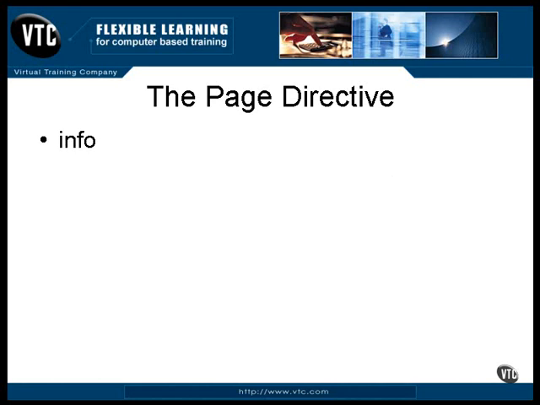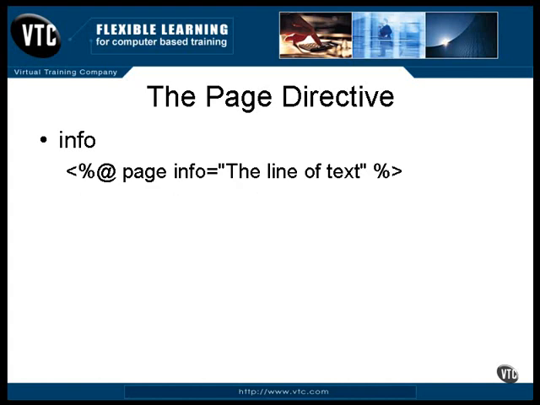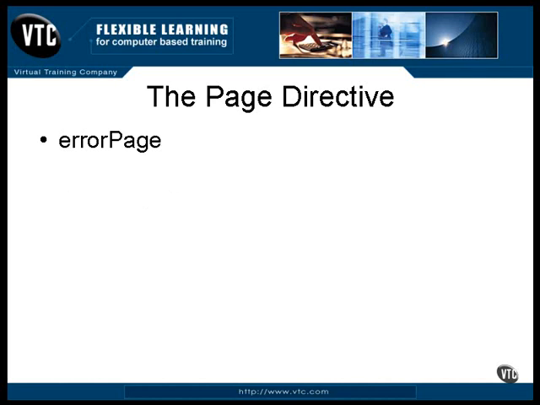The info tag lets you specify a string of text that is accessible from inside the program. This string of text will be incorporated into the compiled JSP page and you can retrieve the text inside your JSP page by calling the getServletInfo method. You can write pages that are displayed to the user whenever an error occurs, and you can specify the path name of the error page with this directive.